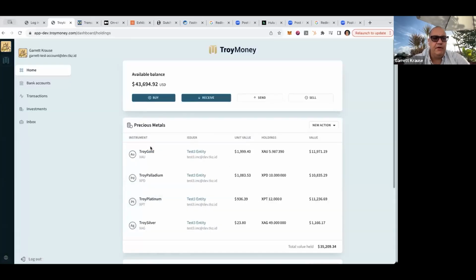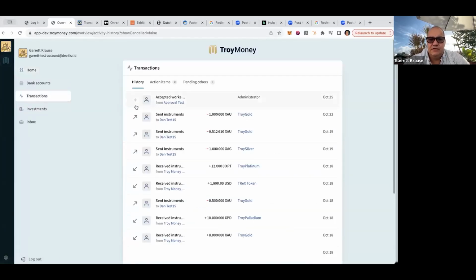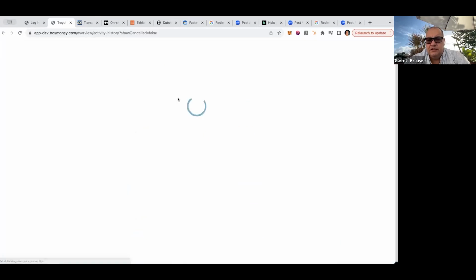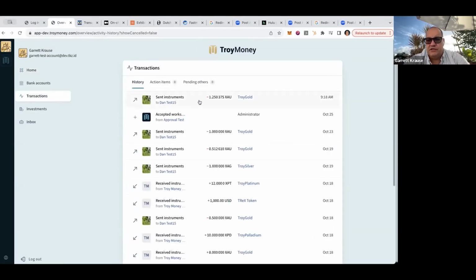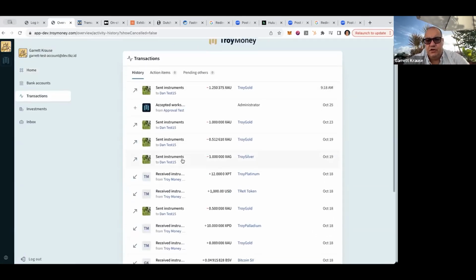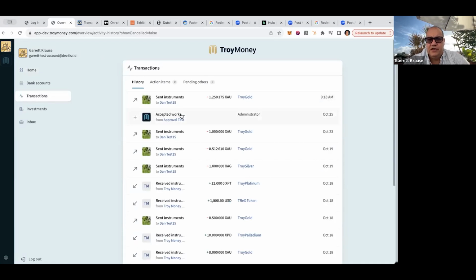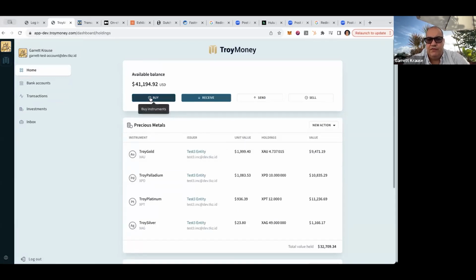I close that up. If I want to see those transactions, I want to see Dan's transactions. Oh, I didn't know it automatically reset the thing. Hang on one second. So Dan's transactions show in your history. These are all the instruments I've sent. This is all my history. Sent Dan 1.25 ounces of gold. It's subtracted from my gold at 9:18 a.m. Florida time. So very simple. And if you go to my home, you'll see that now I have 41,194 in my balance because I sent some Troy gold to Dan.